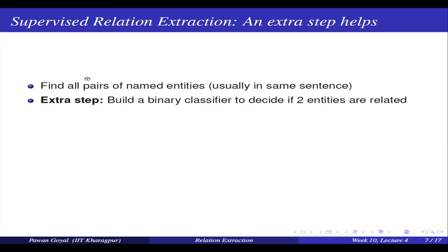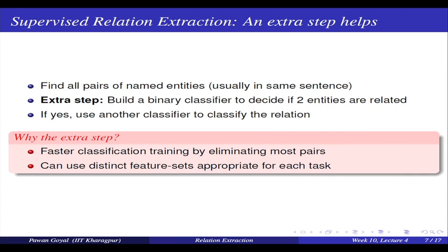So you find all pairs of entities in a sentence, and the extra step can be to build a simple binary classifier, so that it says yes or no, and it decides whether two entities are related or not. And if you find an answer yes to this step, use another classifier to find out what is the relation between these two entities.